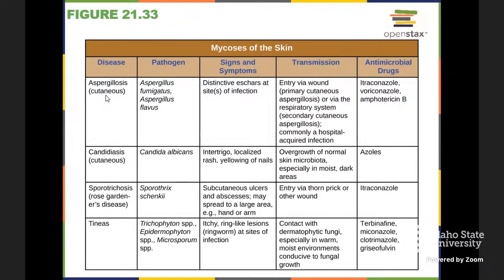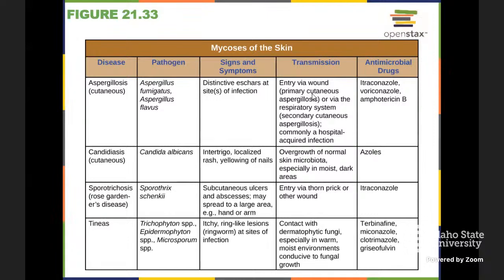All right. So for the Aspergillus, aspergillosis is the infection, and fumigatus or flavus are the two species of that. And you can see those lesions, the eschars, at the site of infection.